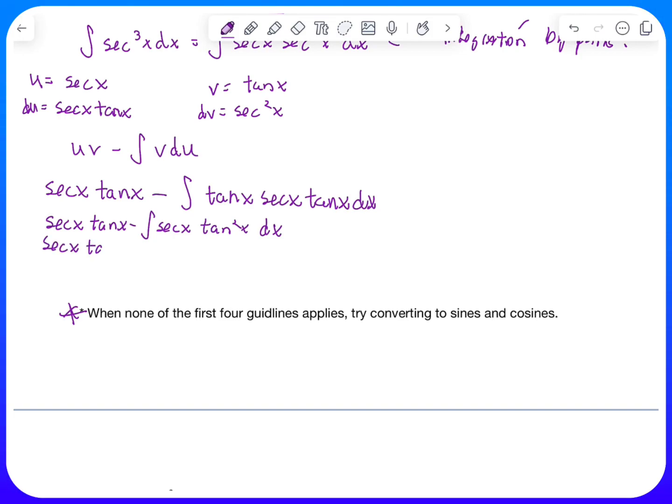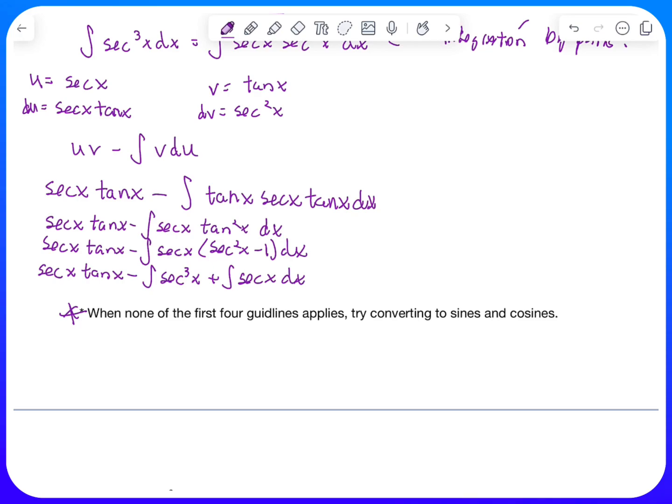Now, we don't have a formula for this integral here, so I'm going to replace that tangent squared with our Pythagorean identity of secant squared minus 1. And so now we have minus the integral of secant cubed x plus the integral of secant x dx. Now remember, this is equal to the integral of secant cubed x dx. So this is something cool that happens with integration by parts sometimes. It's called the circular method.